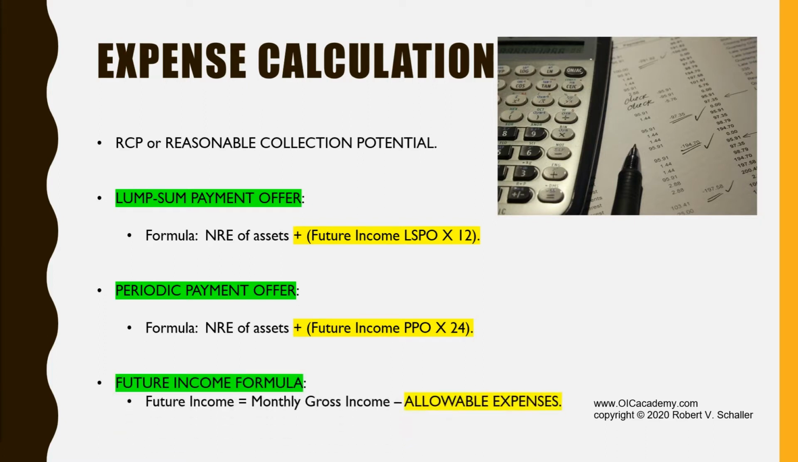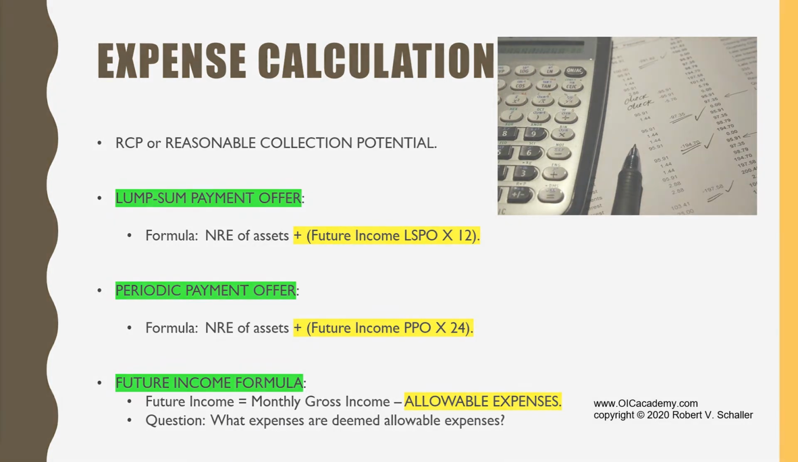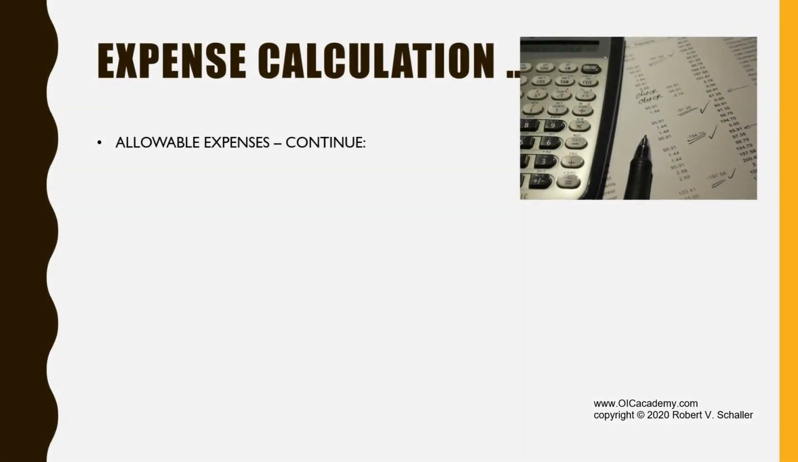Future income equals the monthly gross income less allowable expenses. But this begs the question, what expenses does the IRS deem allowable expenses? So let's continue to explore the expense calculation with a focus on what expenses the IRS deems allowable expenses.